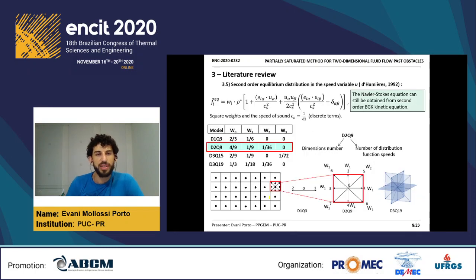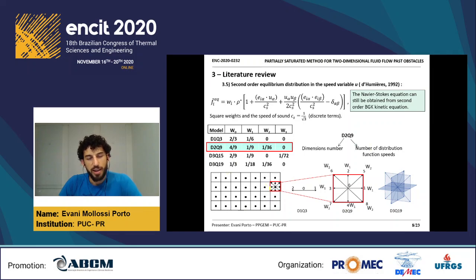So to simulate, we need a discrete equilibrium distribution. This discrete equation was done by Dumier, that considered a second order on the variable u here, that's the velocity, and he started to use the square weights and the speed of sound in discrete terms. This equation can also be used to obtain the Navier-Stokes in the same way. This equation can be used to simulate models in 1, 2, and 3 dimensions. I'm using 2-dimensional fluid flow simulation.